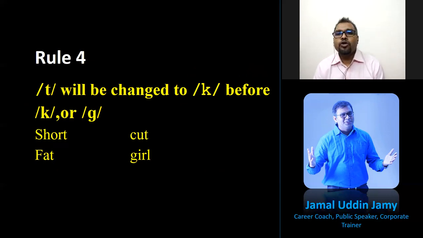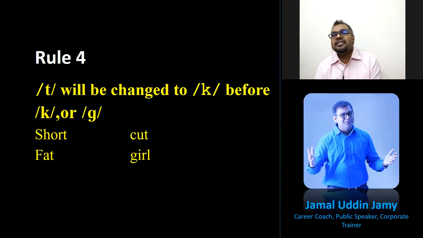Rule number four, ta will be changed to ka before ka or ga. Shortcut together, shortcut; fat girl together, fat girl. Shortcut, fat girl. Is there any shortcut?